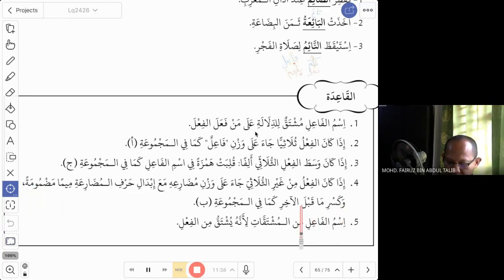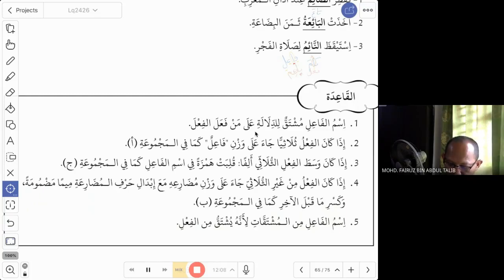Wa kasri ma qabla al-akhir. And you put a kasrah on the one before the last, meaning the letter before the last one, the second last letter. So just like what we did just now. Kama fil majmu'ah ba, as in majmu'ah ba. Okay, so these are the ruling, the qaida for the isim fa'il, whether it is from a 3-letter fi'il or 4, 5, and also 6-letter fi'il.